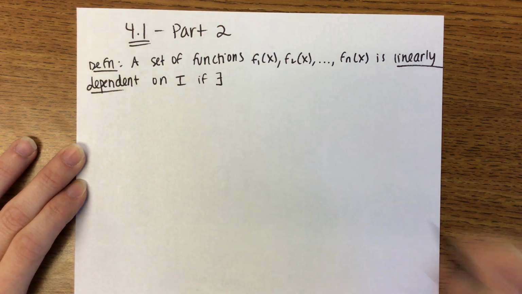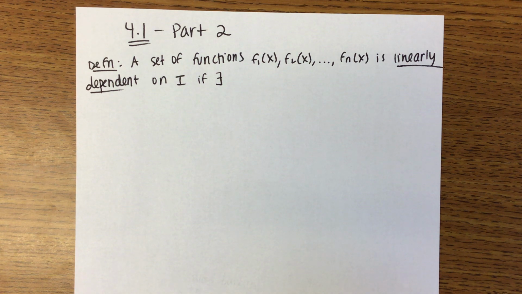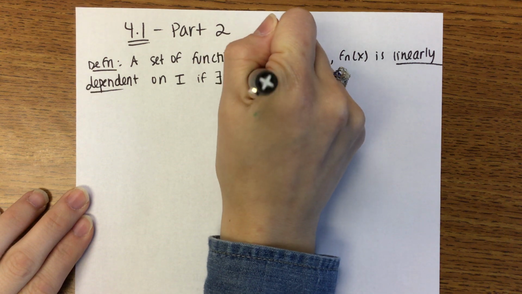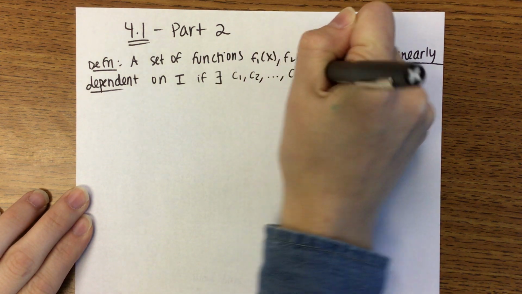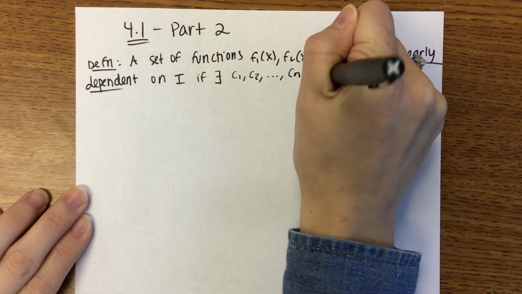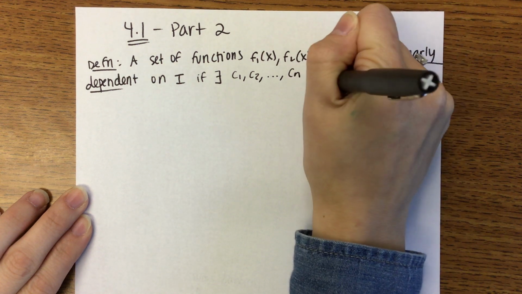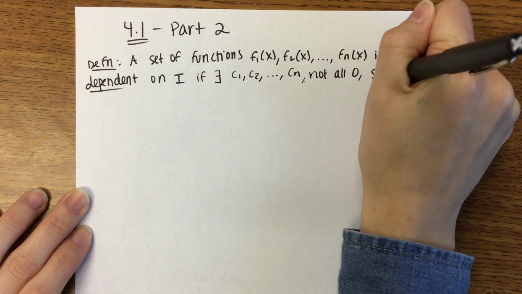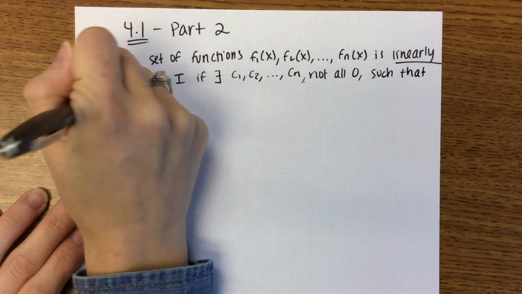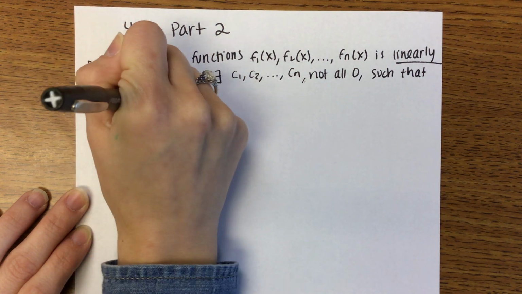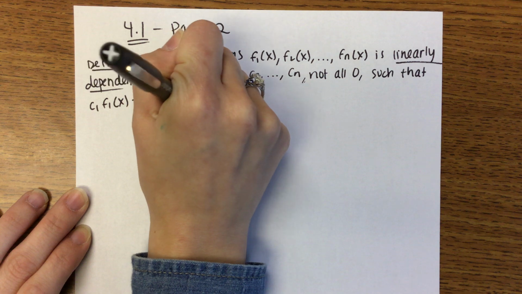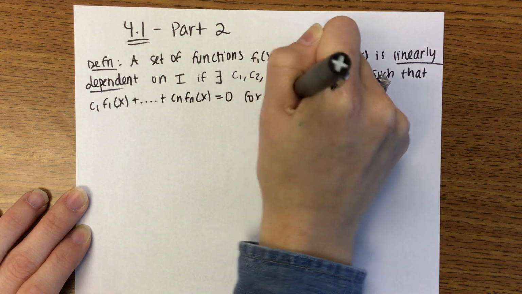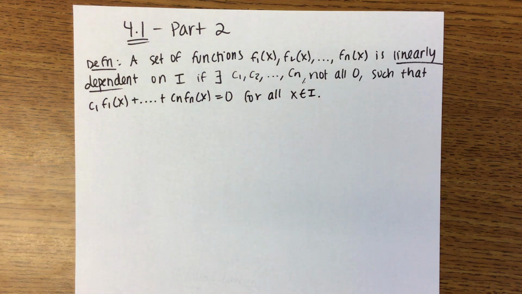if, do you know what that symbol means? There exists. So if there exists constants C1, C2, all the way up to Cn that are not all 0. So some can be 0, but they can't all be 0. Such that C1 f1 of x add all the way up to Cn fn of x equals 0 for all x that are in that interval.